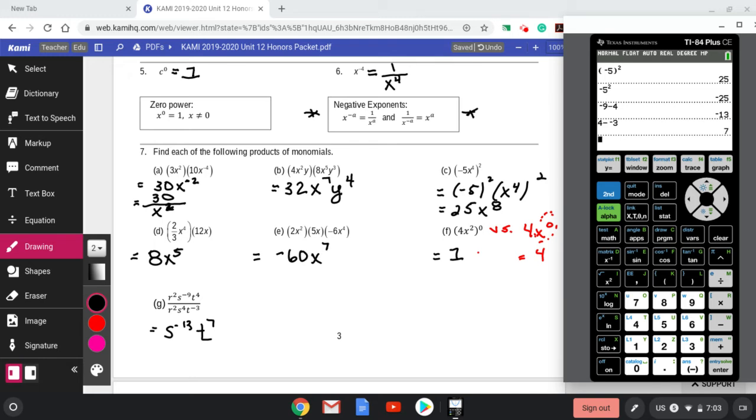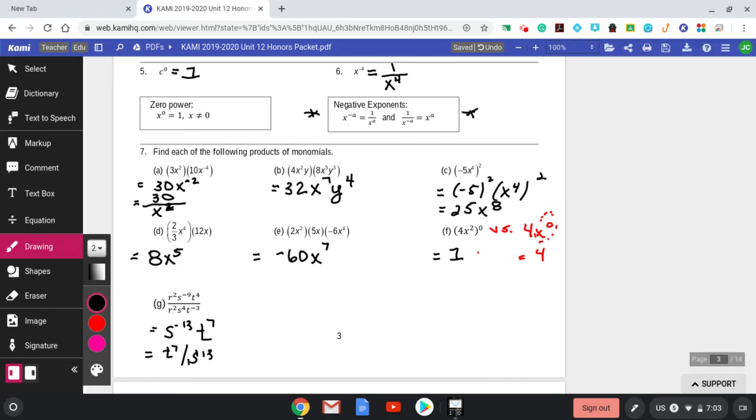All right. So now I can't have a negative in my answer, right? So it's got to go to the denominator. But the t to the 7th doesn't need to go anywhere because that 7's already positive. So t to the 7th over s to the 13th. Okay? So the positive exponent stays where it is. Negative 1 gets sent to the denominator. All right, so hopefully we're good on our rules there.